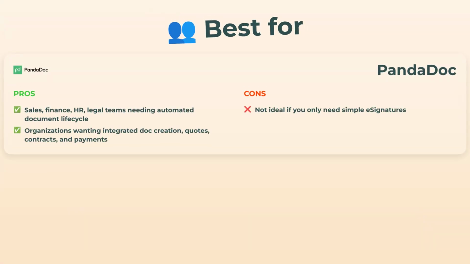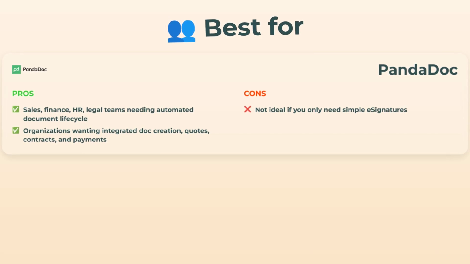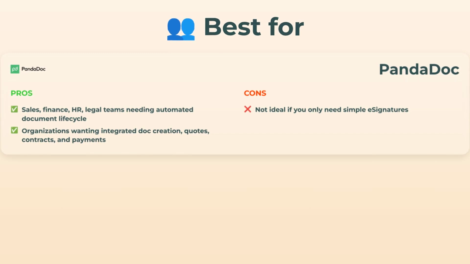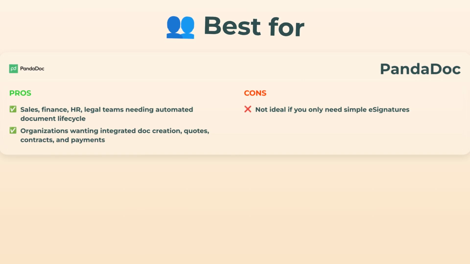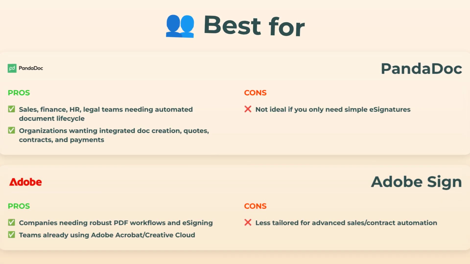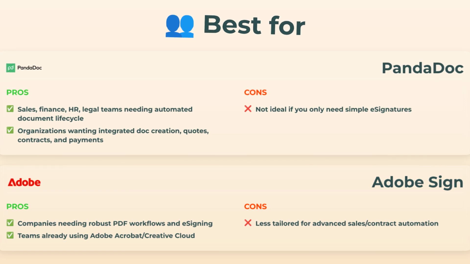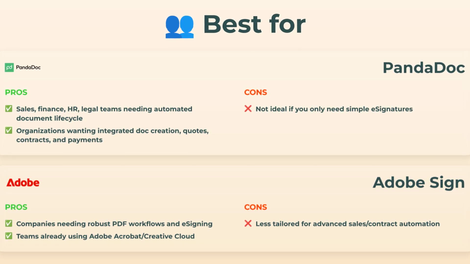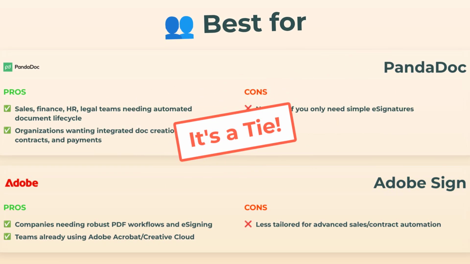Last up, best for, and honestly this is where things get personal. PandaDoc is the dream for sales, legal, finance, HR, any team that wants full-on document automation, quotes, contracts, payments, the works. If you need just simple signature collection, it might be too much. Adobe Sign is laser-targeted at those folks drowning in PDFs or teams already deep in the Acrobat and Creative Cloud universe. Super reliable for e-signing, but it's not built for sales or quote workflows. So yeah, it's a tie, depends on what kind of team you are.